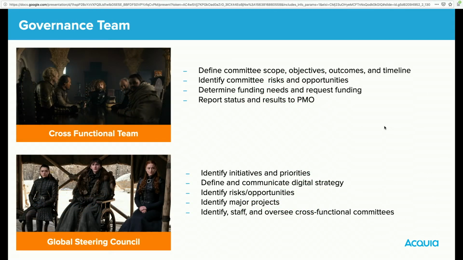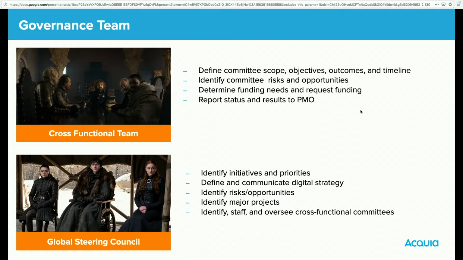And then the next couple of roles are more like teams and councils and things like that. So we see a bunch of different councils across Game of Thrones, some more functional than others. So this could be the cross-functional team, the council that reports up to whoever's sitting on the Iron Throne. So this is a cross-functional team, almost like a cabinet in a way, because there are different people on the committee who have different things that are going on. So someone maybe is in charge of the army, someone's in charge of the money. But they help define the committee's scope and objectives and outcomes and timelines. They identify different risks and opportunities. They determine what needs to be funded and then request that funding. And they report the status and results up to the PMO.